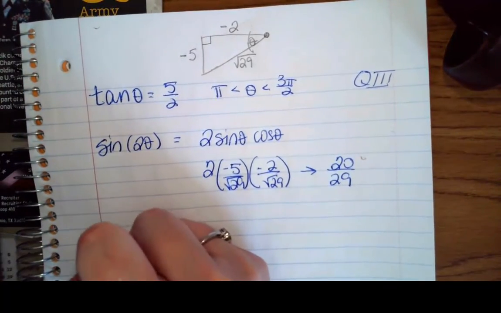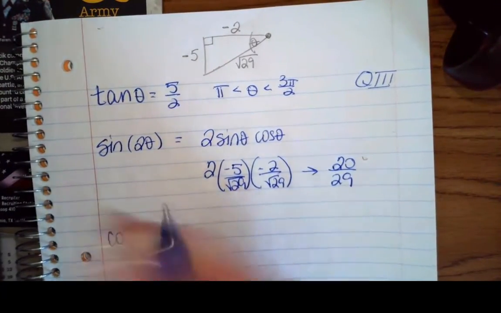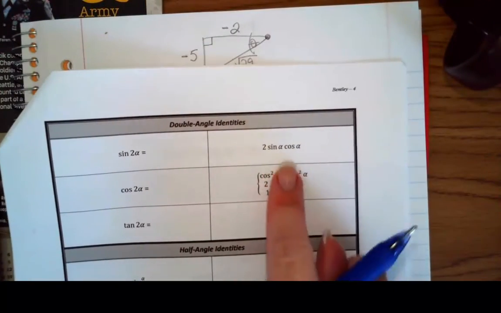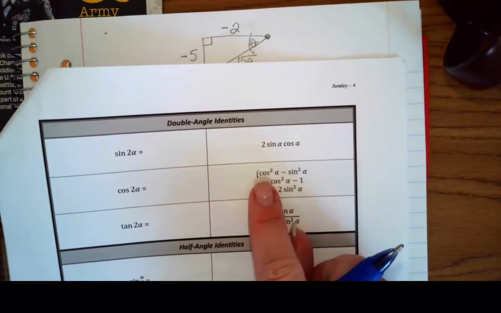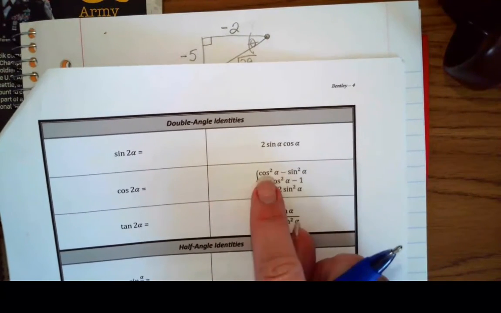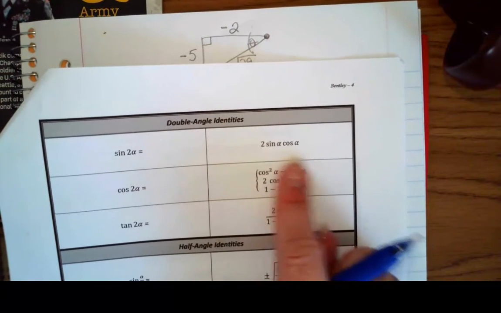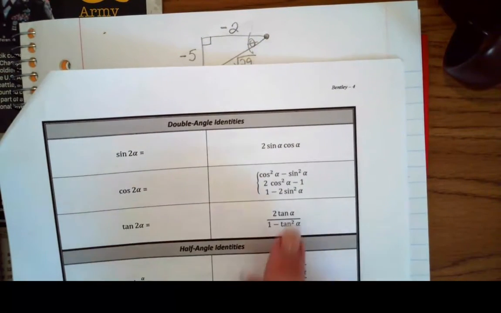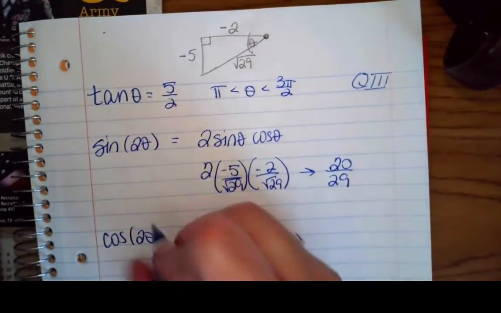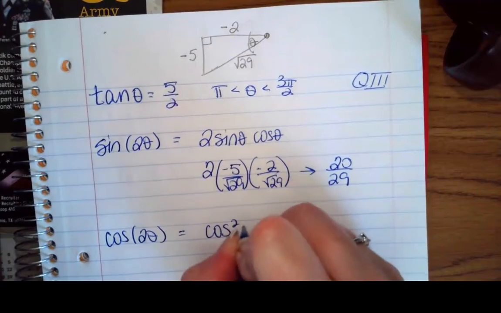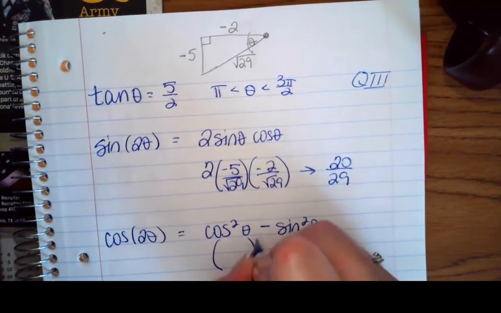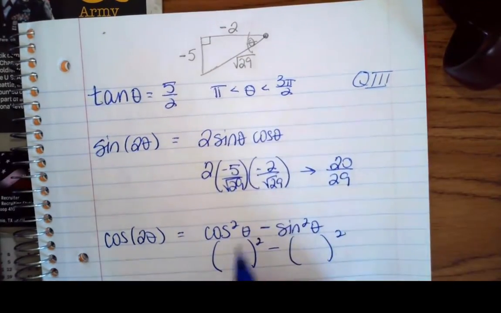So what about the cosine of 2 theta? Again, I can choose among these 3, but I really don't want to get a common denominator. Since my hypotenuse is the same for cosine and for sine, it's going to give me a common denominator if I use that top one. Otherwise, I'll have to generate one for here and one for there. So I'm going to be a lazy math person and use cosine squared theta minus sine squared theta.